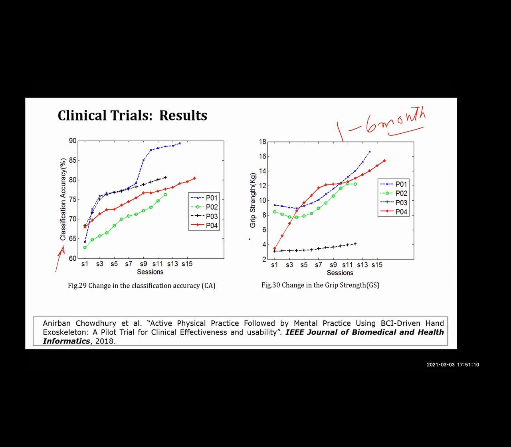The second is the grip strength. Grip strength is how much force the person can apply in the fingertip. At the start of the experiment, you can see the person could apply 2 kg only. At the end of the experiment, the person could apply 16 kg. This is another indicator that recovery has taken place, because in a stroke patient, there is nothing wrong with the hands.